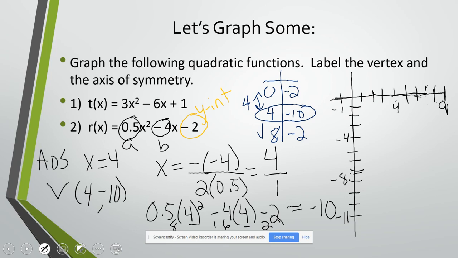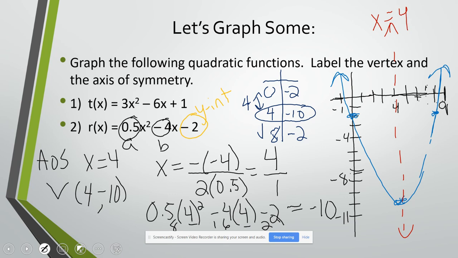So I'm going to start with my vertex at 4, -10. And then my y-intercept is at 0, -2. And my other point would be at 8, -2. So here is my parabola and my axis of symmetry at x equals 4.